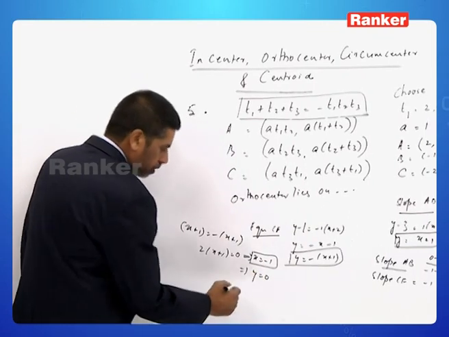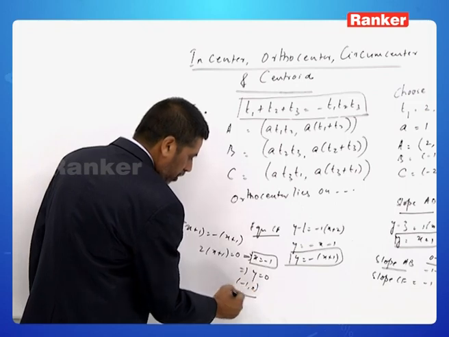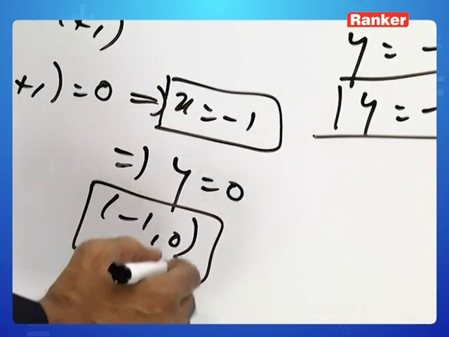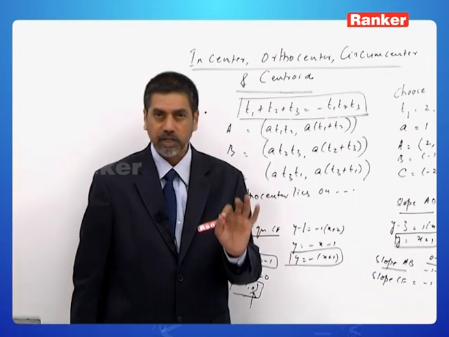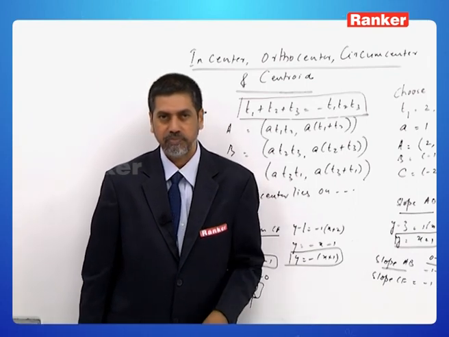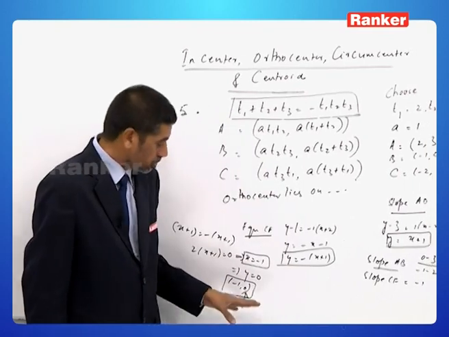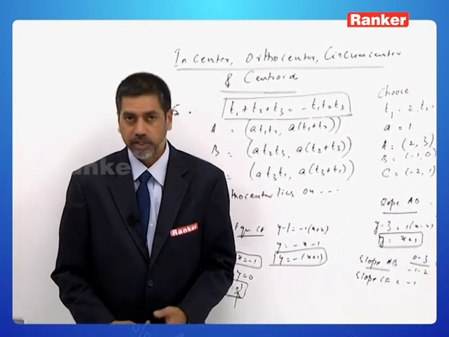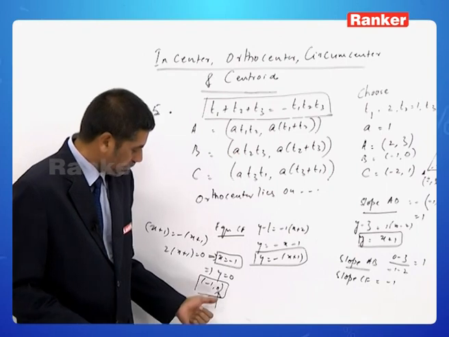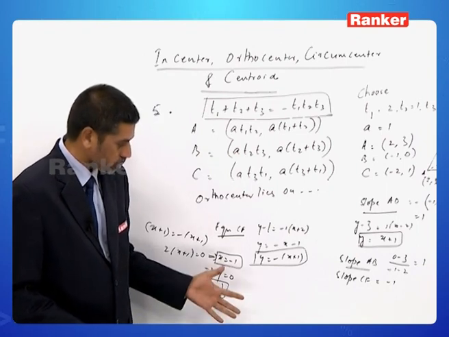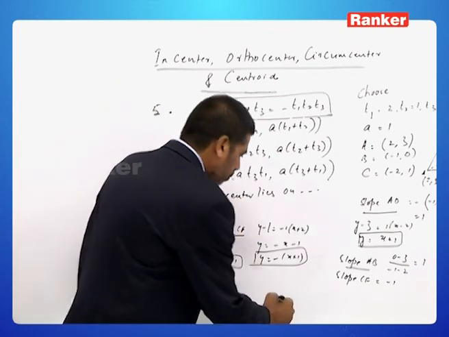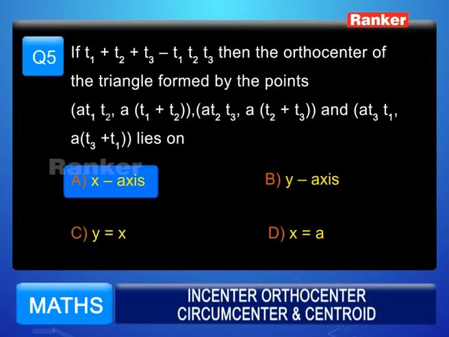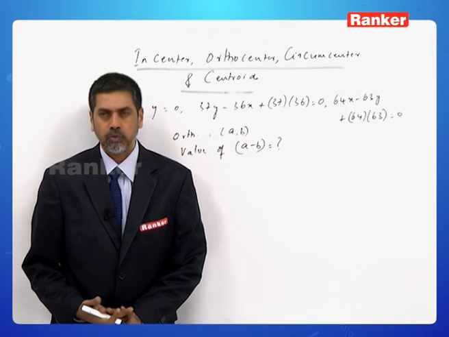So, minus 1 comma 0 is the orthocenter, but observe the y coordinate, it is 0, which means orthocenter ultimately lies on the x-axis. If both were non-zero coordinates, then we could not predict so easily, but just simply observe y is equal to 0, and that shows that the orthocenter lies on the x-axis. So, option A you can see is a correct answer. Question number 6.